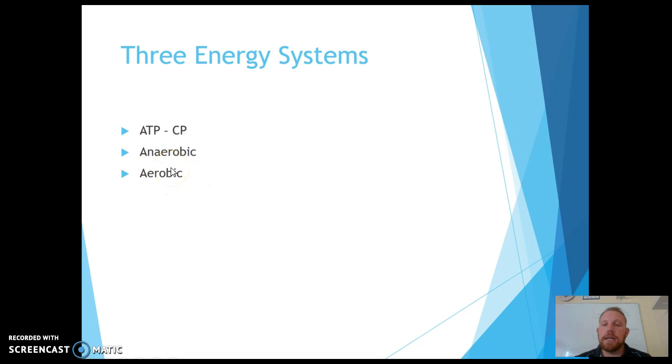But like I said last week, we want to think of energy systems like a pie graph, and depending on the level of intensity, one energy system will be in higher demand than the other. They don't work in isolation, they work together, but the level of exercise intensity will determine which system is more dominant, and obviously the duration.